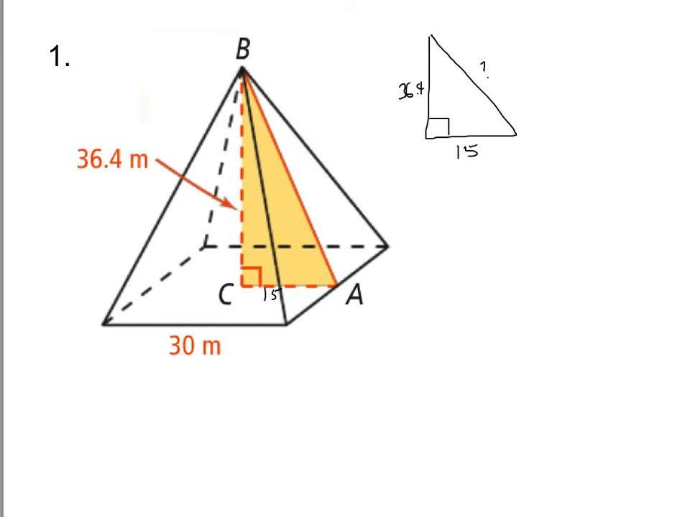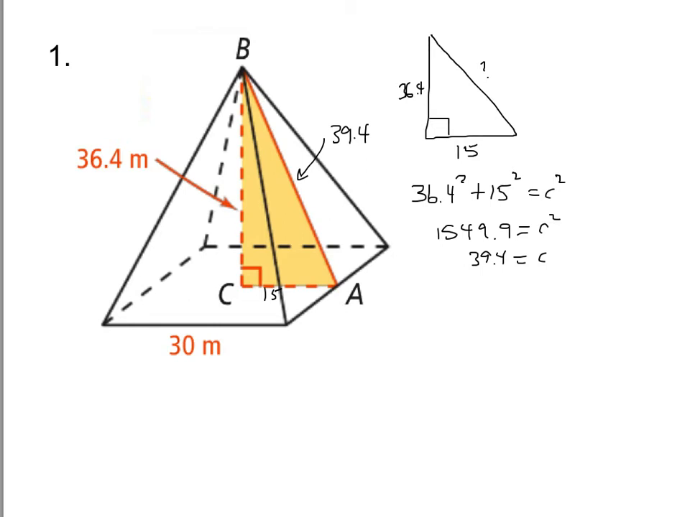So how would I find the slant height? Well, I'm going to use the Pythagorean theorem. So 36.4 squared plus 15 squared equals c squared. Once I figure that out, I'm going to be able to find the slant height. So when I take 36.4 squared and 15 squared, add them together and take the square root, I get 1,549.9 is c squared. If I take the square root of that number, it gives me 39.4. So the slant height right here is 39.4.